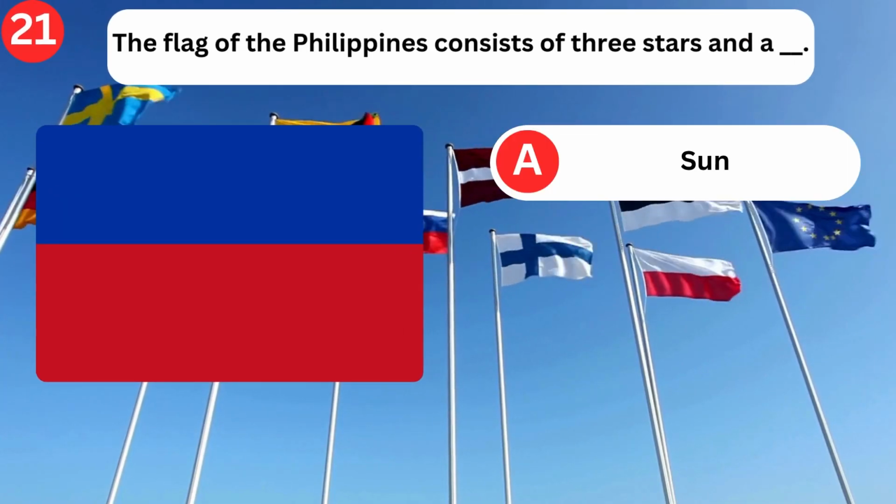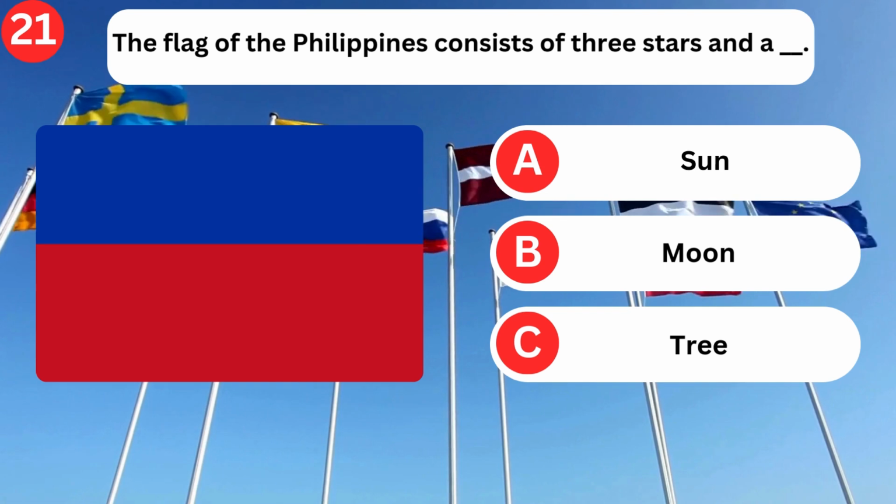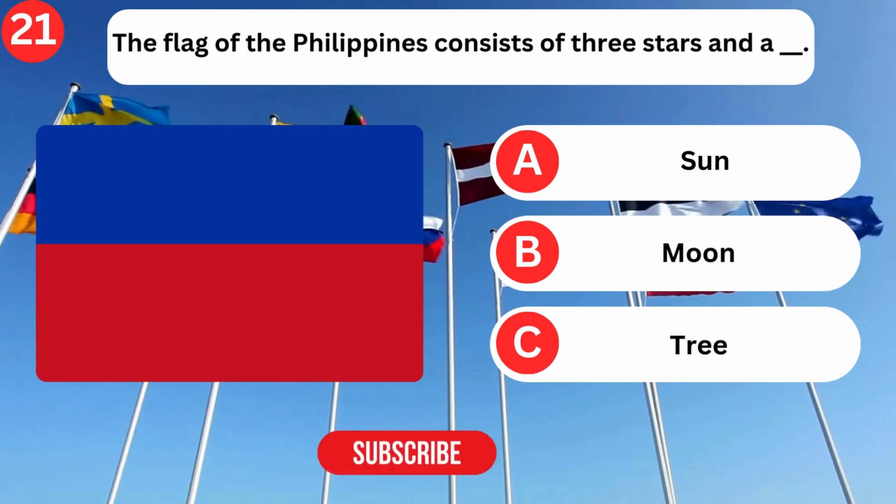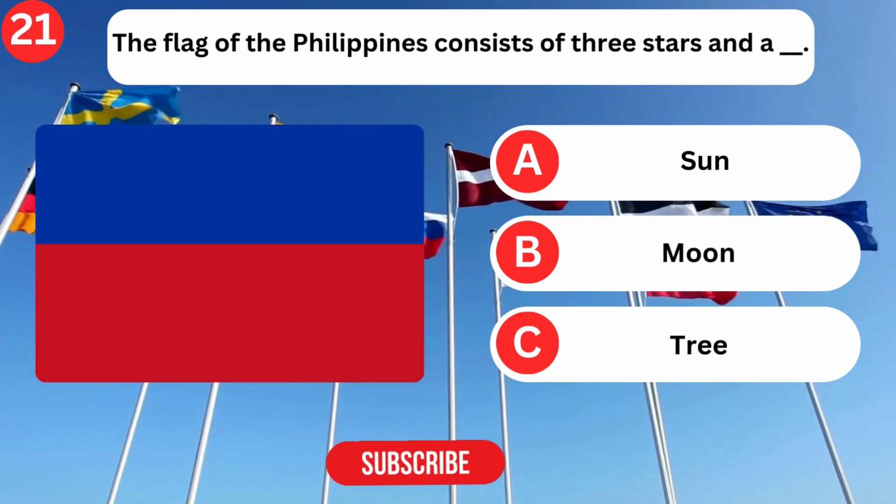The flag of the Philippines consists of three stars and a sun, moon, tree. Sun.